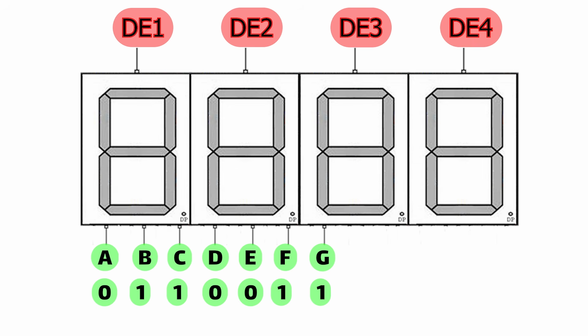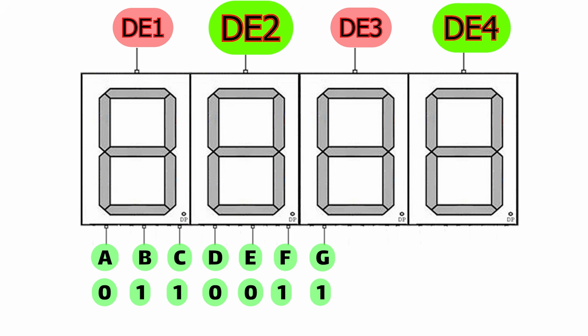If we enable several DE pins simultaneously, our desired pattern will be displayed on all of them. For instance, if we enable DE2 and DE4 at once, the pattern present on pins A through G will be displayed on both digit number 2 and digit number 4 at the same time.